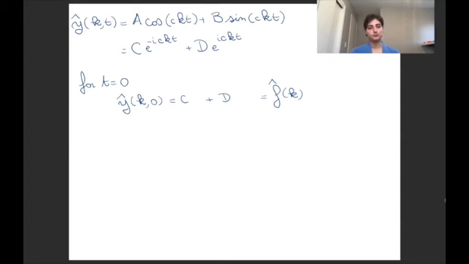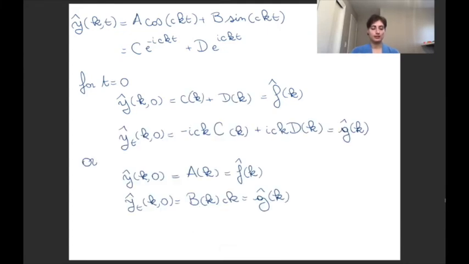For t equal to 0, we have that y hat computed at k, t equal to 0 is C plus D, and from the initial conditions that we have, this is equal to f hat of k. That means that we need C being a function of k and D being a function of k. In the same way, we can write the derivative with respect to time computed at t equal to 0 as minus i c k times C(k) plus i c k times D(k). And this needs to be equal to g hat of k.